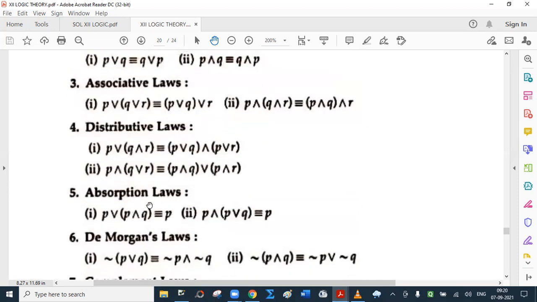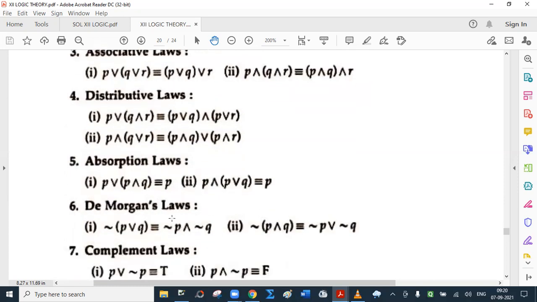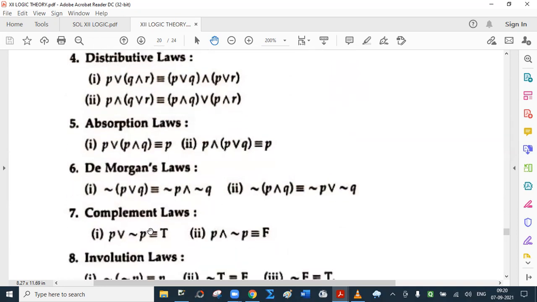Then this is interesting. It is called the absorption law. P or (P and Q) is equivalent to P. Similarly, P and (P or Q) is equivalent to P. We have already discussed De Morgan's laws. Negation of disjunction is conjunction of negations. Negation of conjunction is disjunction of negations.